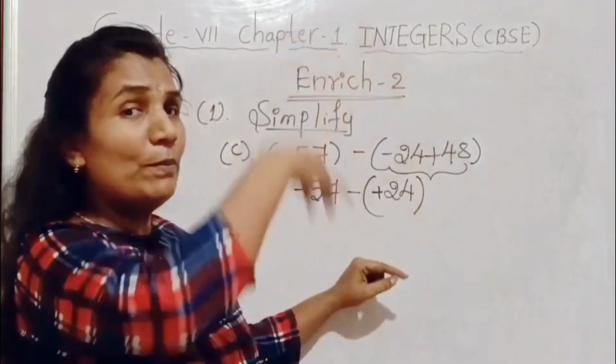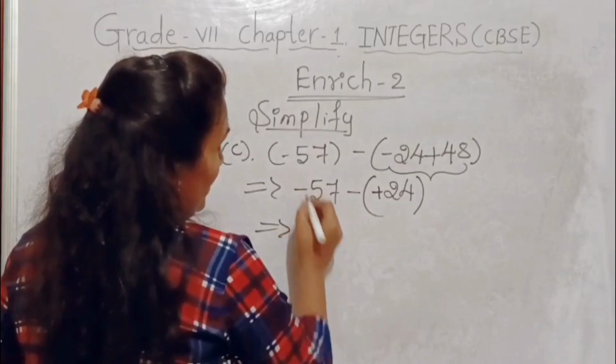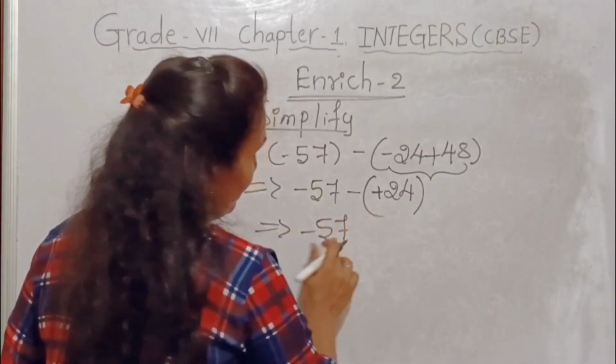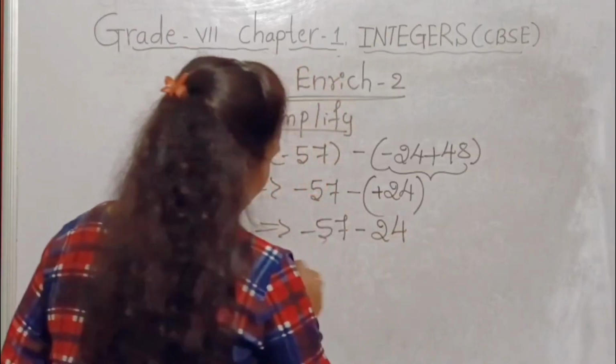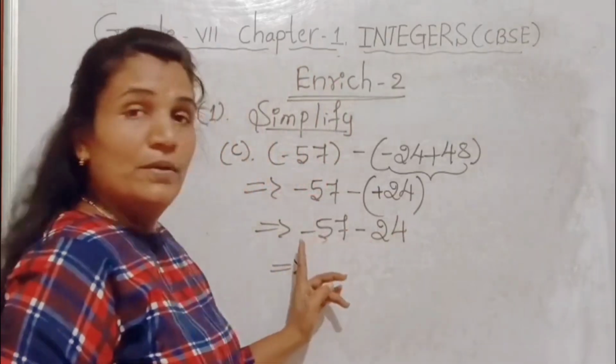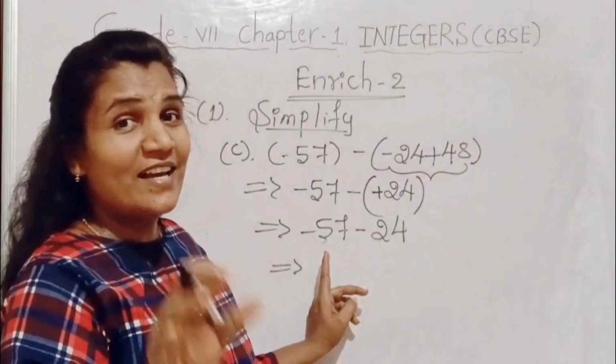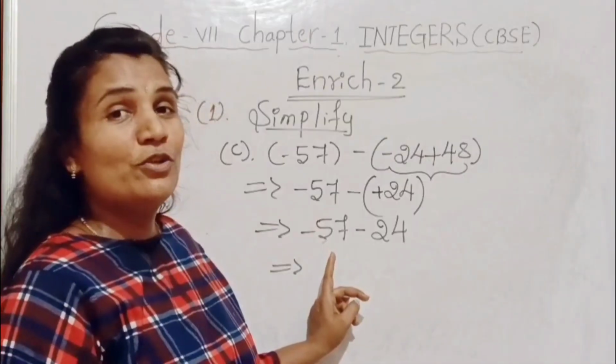Yes, now again open up the bracket. Minus 57 minus into plus is minus 24. Yes, now again, if two negative integers are added, then what should be there?